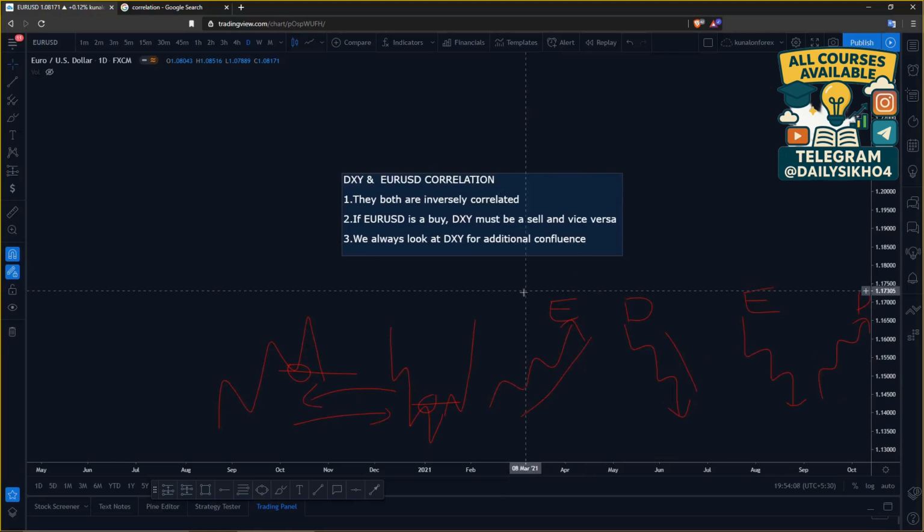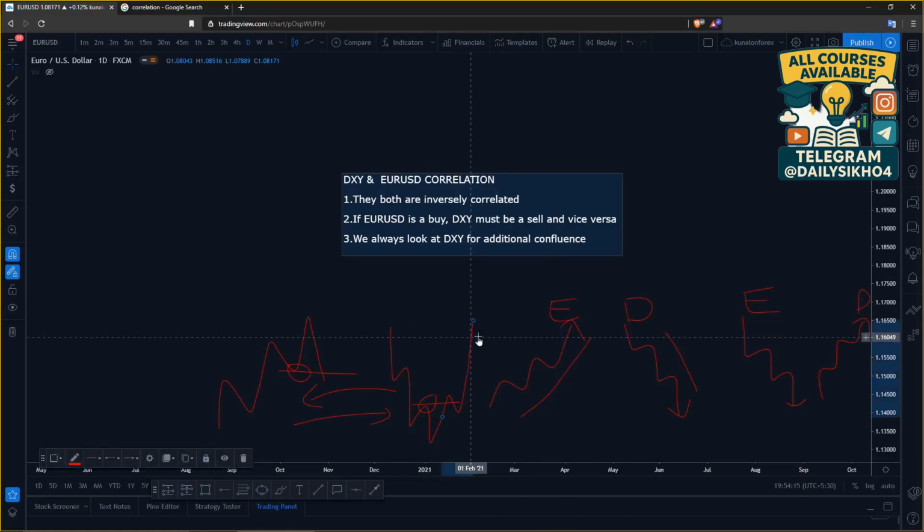So that's pretty much it guys. We always look at DXY before we trade Euro USD and also other major pairs. Major pairs basically meaning the pairs which have the dollar in them. So that's your major pairs.